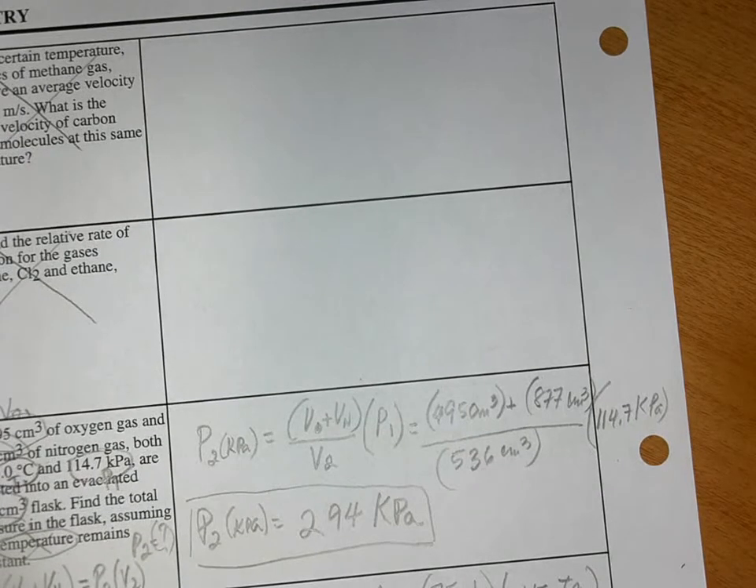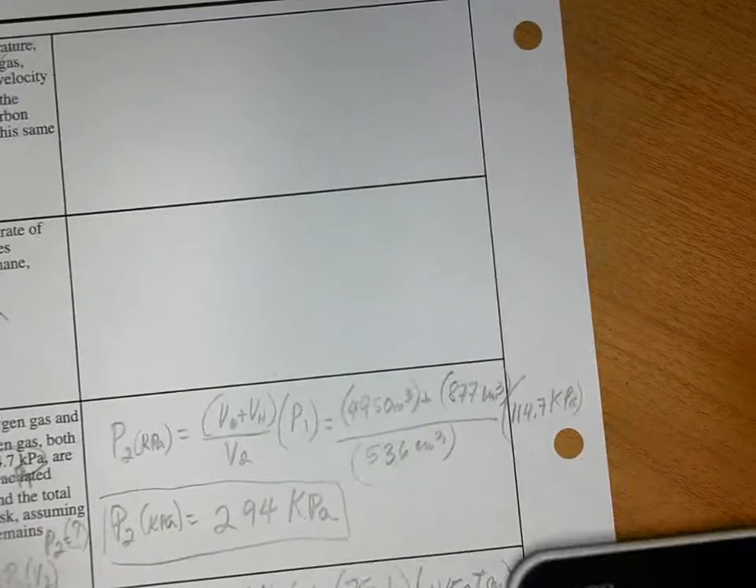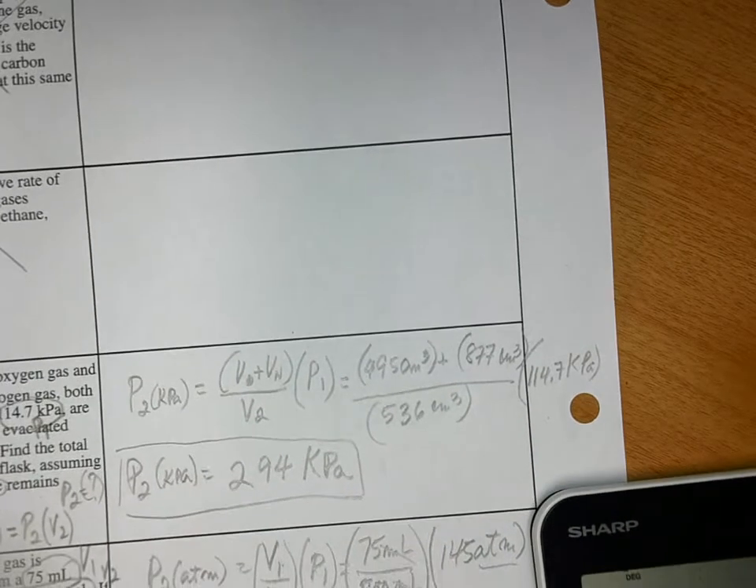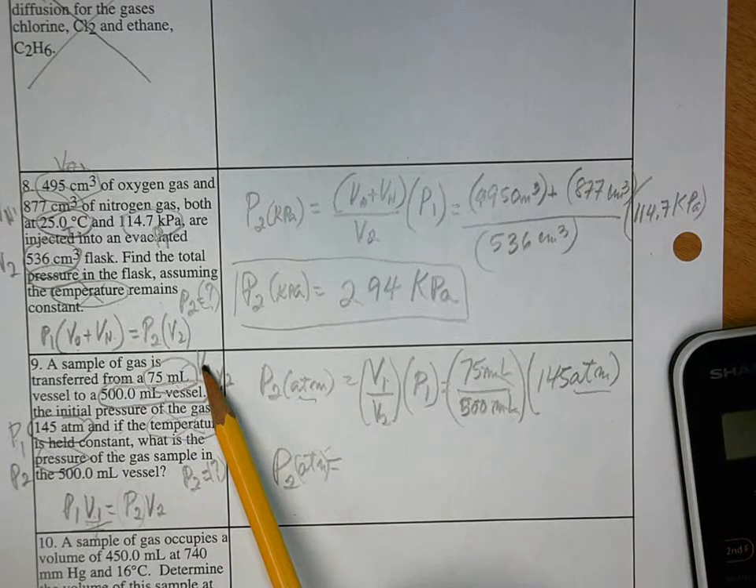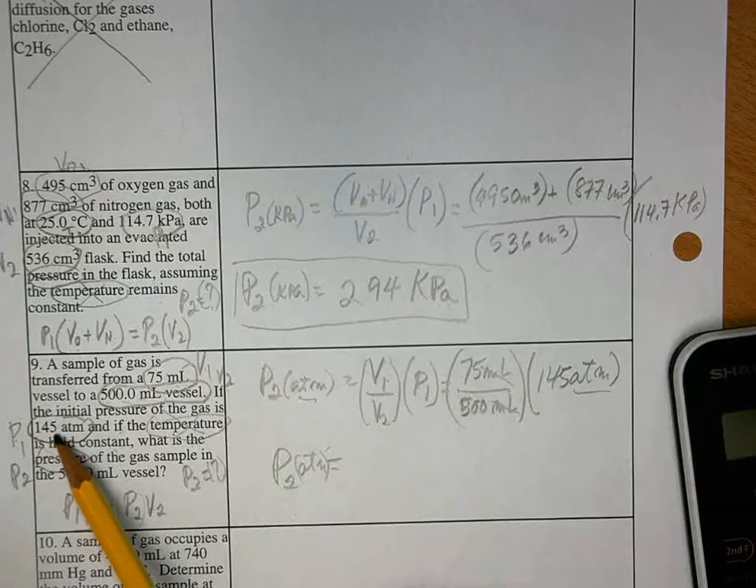Okay. Be sure you're in degrees. Can you see what I am doing? Oh boy. Okay, I guess I have to explain it again. So, V1, 75. This one is V2. This one is P1, and we're looking for what?